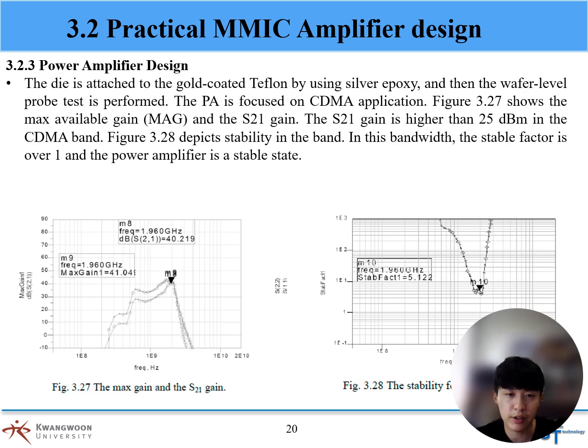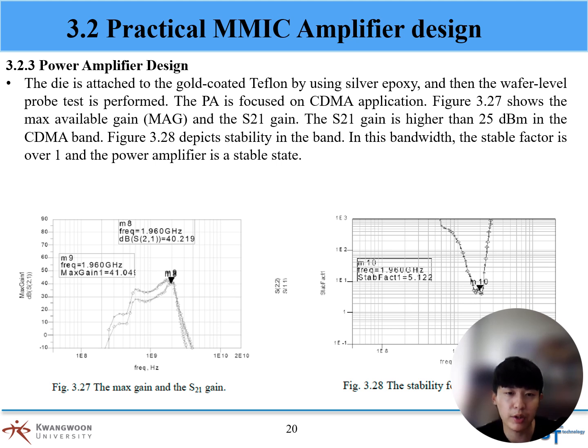The die is attached to the gold-coated Teflon by using silver epoxy, and then the wafer-level probe test is performed. The PA is focused on CDMA application. Figure 3.27 shows the max available gain and the S21 gain. The S21 gain is higher than 25 dB in the CDMA band.